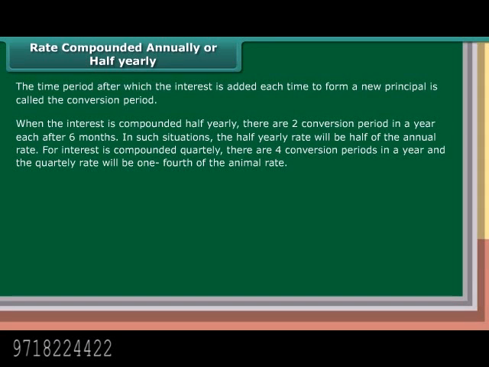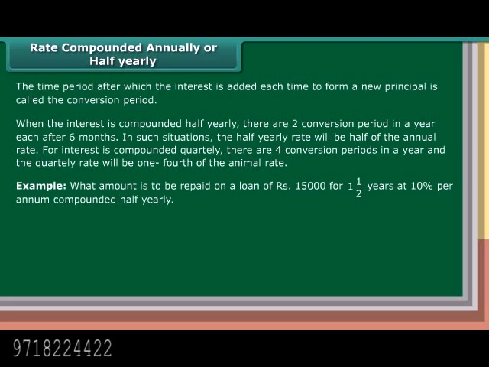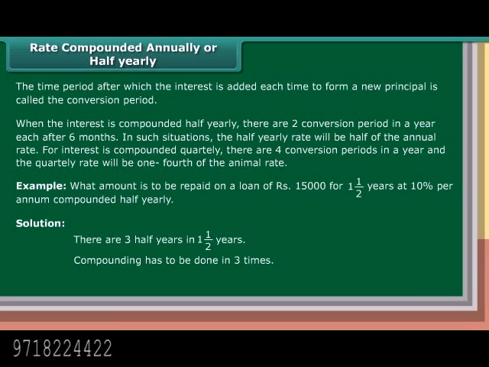And the quarterly rate will be 1/4 of the annual rate. Example: what amount is to be repaid on a loan of rupees 15,000 in 1.5 years at 10% per annum compounded half-yearly? Solution: there are 3 half-years in 1.5 years. Compounding has to be done 3 times. Rate of interest is equal to half of 10%, which is 5% half-yearly.